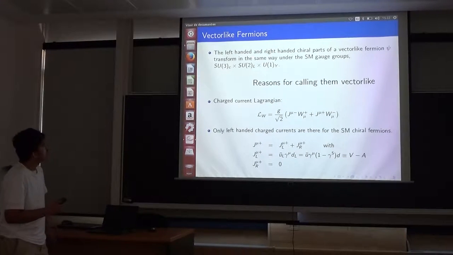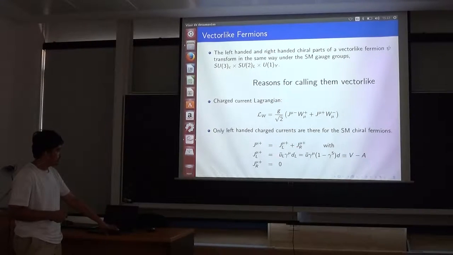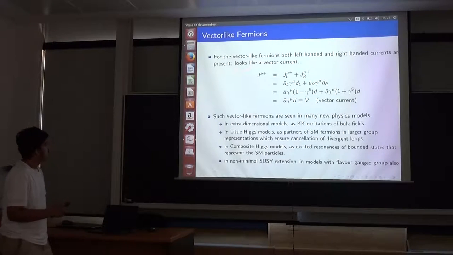Then vector-like fermions, a brief introduction. The left-handed and right-handed parts of a vector-like fermion transform in the same way under the standard model gauge group. That is the definition, and the reason for calling them vector-like. The charged current Lagrangian is written this way. If we take standard model fermions, only the L part is there, with the V minus A structure, but the R part is not there. If I go to vector-like, then both left-handed and right-handed currents are present, so it looks like a vector current.